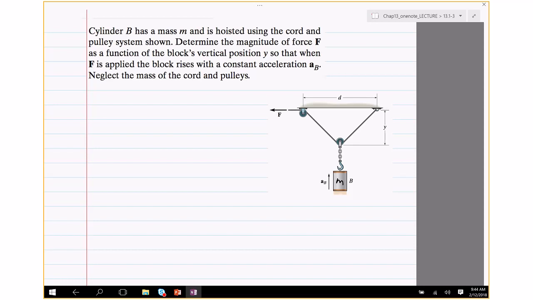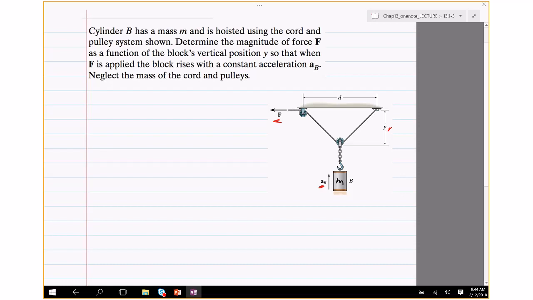Okay, cylinder B has a mass of m and is hoisted using a cord and pulley system shown. Determine the magnitude of the force F as a function of the block's vertical position y, so that when F is applied, the block rises with a constant acceleration a_B. So it's moving with a constant acceleration. Neglect the mass of the cord and pulleys.